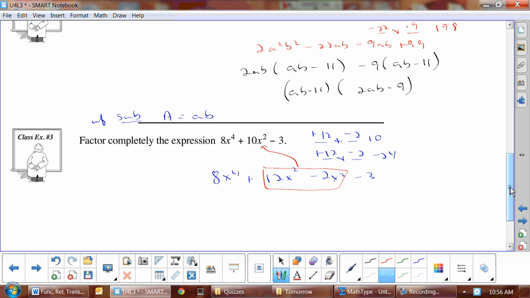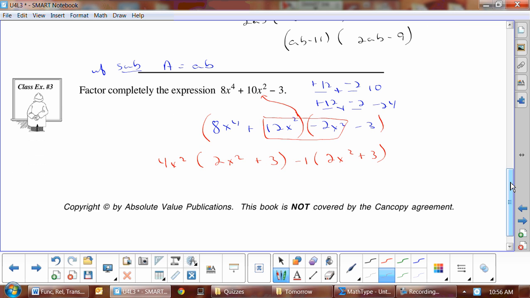So what can I take out of the first set? 4x squared, leaving me with 2x squared plus 3. And I can take out on the second set, I'll take out a negative 1. Good. Leaving me with 2x squared plus 3. Okay. So my answer would be 2x squared plus 3 and 4x squared minus 1.